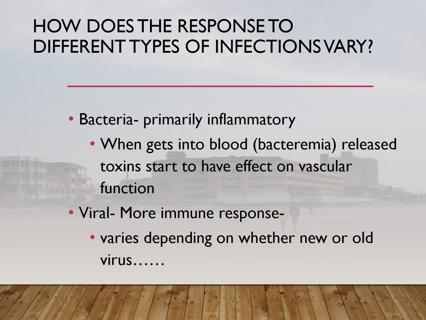So how does the body respond to different types of infections? Well, for bacteria, we get an inflammatory process. The skin gets red, it gets swollen, it gets hot. And what happens is the bacteria are irritating the skin, and all of these cytokines, these substances that are trying to attack white cells or attract white cells, start to be secreted.